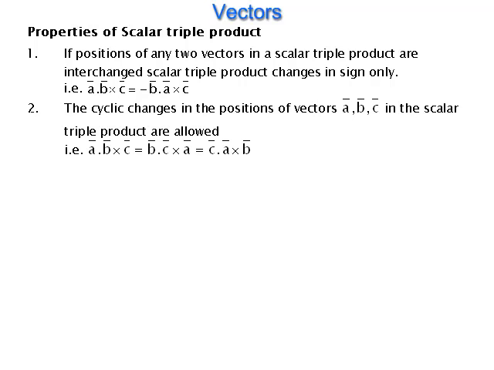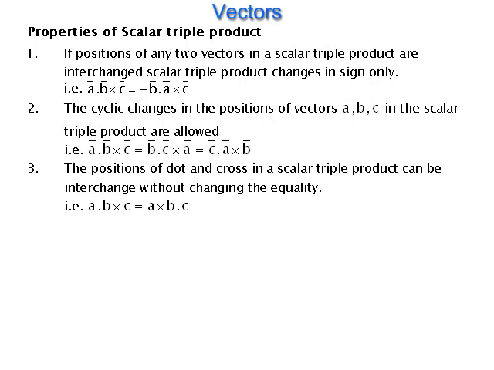Second, cyclic changes in the positions of vectors a bar, b bar, c bar in the scalar triple product are allowed. That is, a bar dot b bar cross c bar equals b bar dot c bar cross a bar equals c bar dot a bar cross b bar. The positions of dot and cross in a scalar triple product can be interchanged without changing the equality. That is, a bar dot b bar cross c bar equals a bar cross b bar dot c bar.